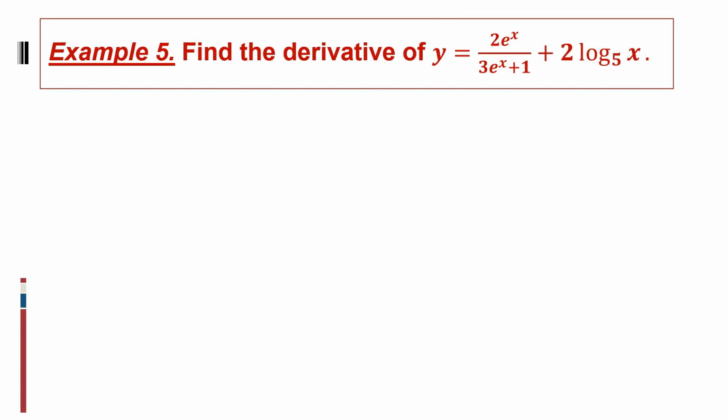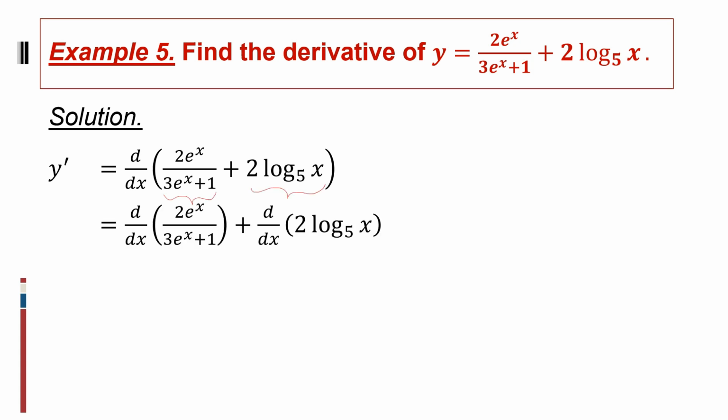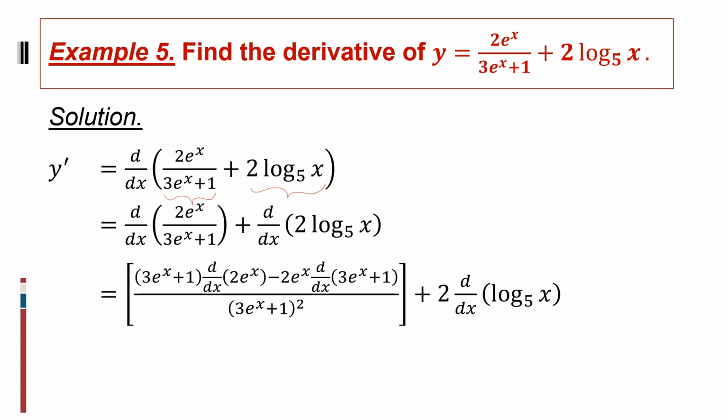For example number 5, let's find the derivative of y equals 2 times e raised to x over 3 e raised to x plus 1 plus 2 log of x to the base 5. That's quite long. Okay, so for our solution, since we have a sum here, we can take the derivative of this plus the derivative of this. So it is just like that. We just separated it.